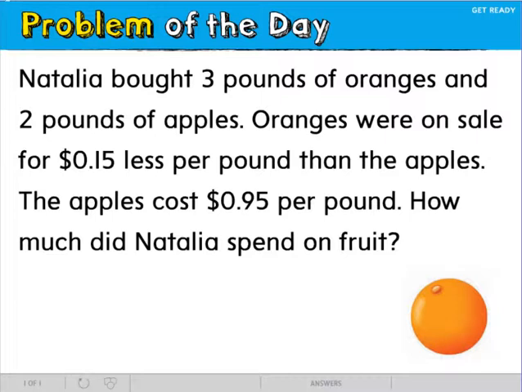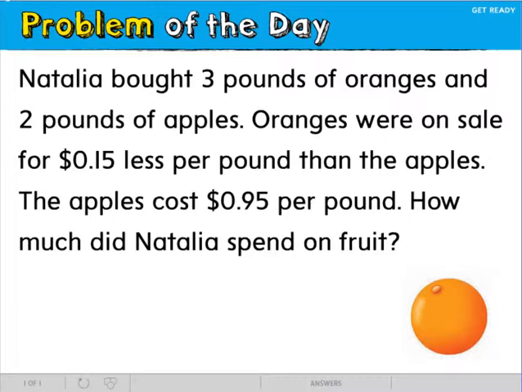Okay, so let's walk through this. It says Natalia bought 3 pounds of oranges and 2 pounds of apples. Oranges were on sale for 15 cents less per pound than the apples. The apples cost 95 cents per pound. How much did Natalia spend on fruit? So what's the first thing I have to do? Luke, what's the first thing I have to do? 95 minus 15. Which is find out what?